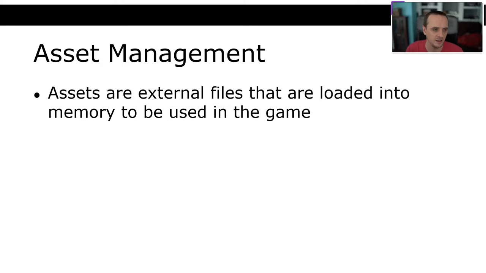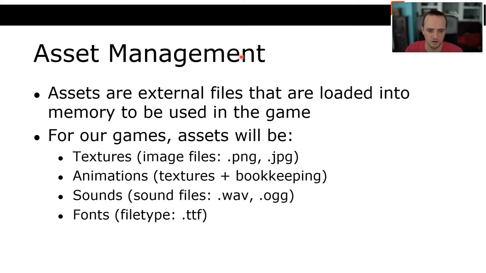Why isn't this slide moving? All right, there we go. So for our games, we're going to have four types of assets. We're going to have textures. Textures are going to be defined in image files, for example PNG files, JPEG files, bitmap files.